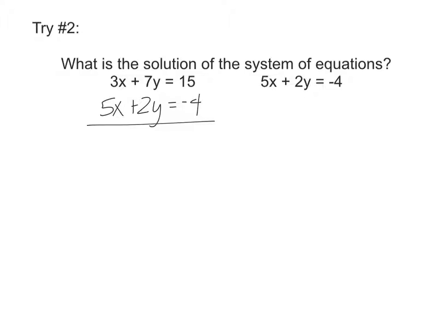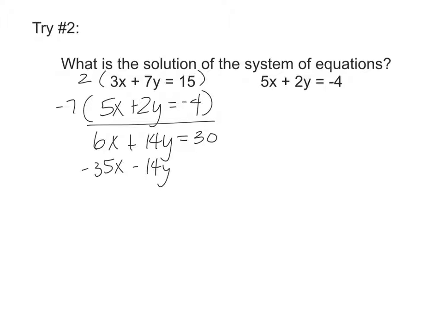Again, it doesn't matter which one is negative. So I'm going to make this one a positive 14 by multiplying by 2. And this one to be a negative 14 by multiplying that by negative 7. Remember to distribute throughout the entire set of parentheses. So that will give us 6x plus 14y is equal to 30. And negative 35x minus 14y is equal to 28.